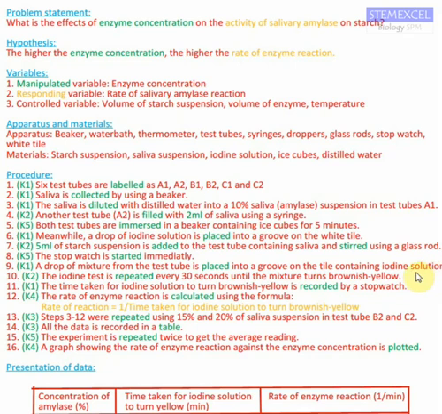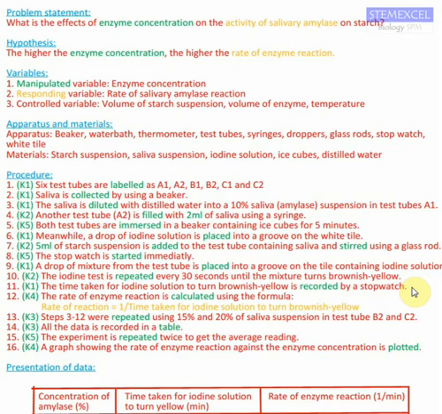Afterwards, the iodine test is repeated every 30 seconds until the mixture turns brownish yellow. This is the time when the starch, which originally gives a blue-black solution, will turn into brownish yellow. This is where the starch is no longer starch, which means it has completely broken down by the amylase enzyme. Next, the time taken for the iodine solution to turn brownish yellow is recorded.